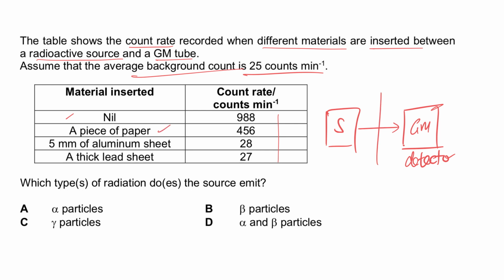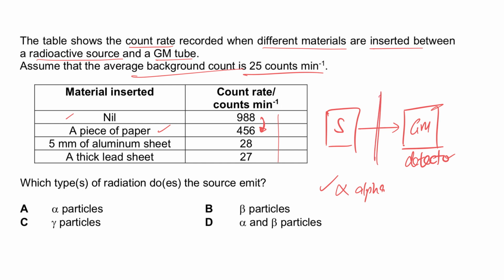If you put a piece of paper here, from theory you should know that alpha particles will be blocked by a piece of paper or your skin. So you know that there's a drop. Since there's a drop, that means there's presence of alpha particle emission.